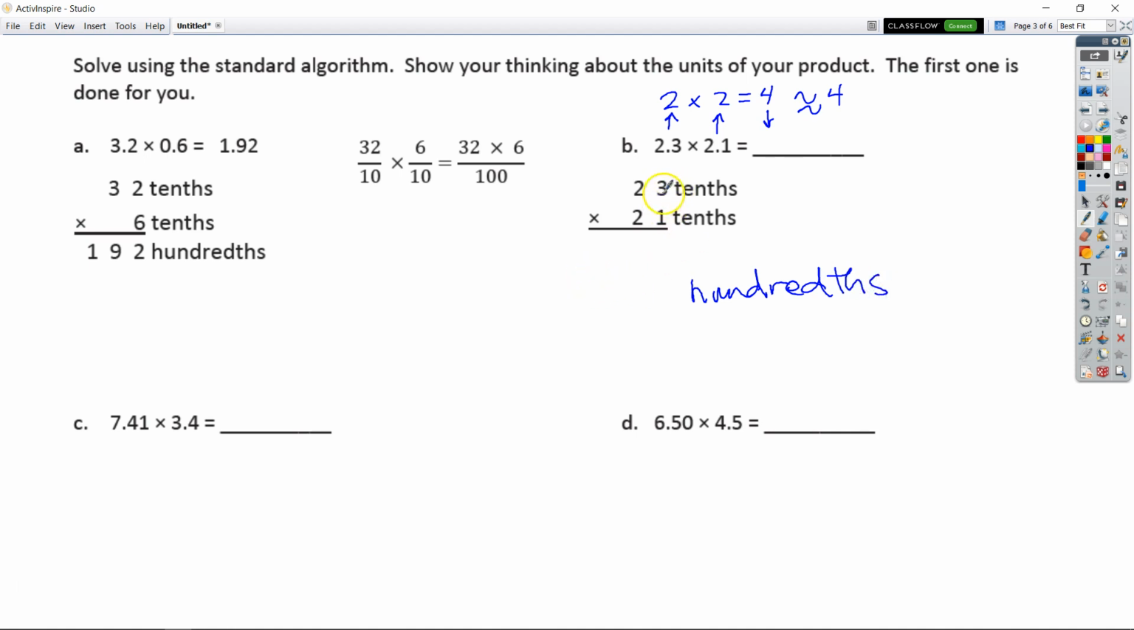So let's multiply. 1 times 3, 1 times 2. Then we have 2 times, remember, don't forget your 0. 2 times 3 is 6, and 2 times 2 is 4. I'm going to add those two together. If you don't put your 0 there, you're going to come up with this. And remember, because this 2 is in the tenths place, this is my tenths place, and this is my ones place. Excuse me, my tens place, and this is my ones place.